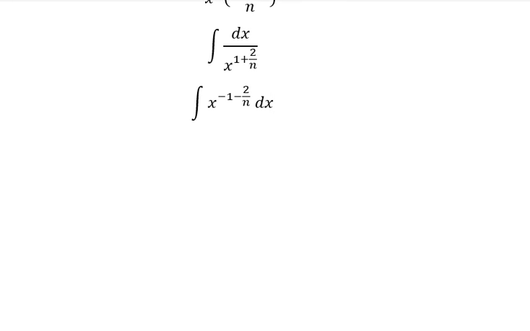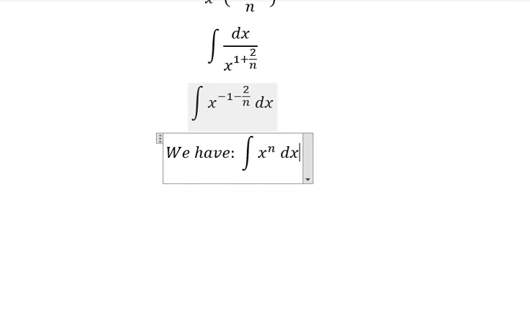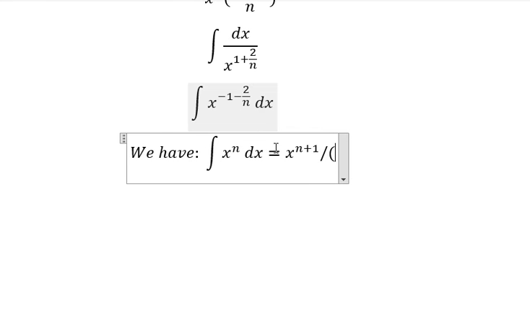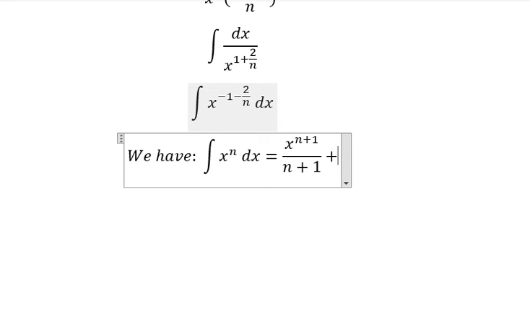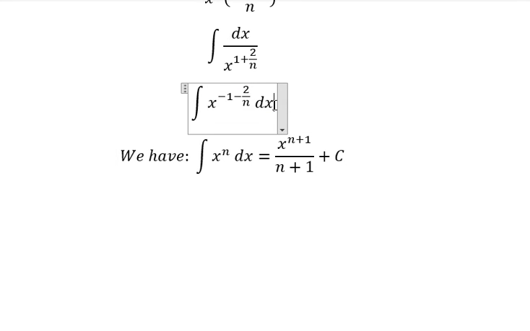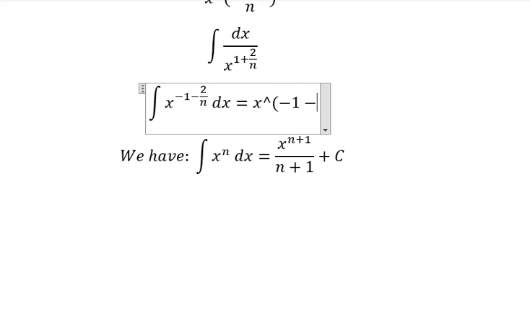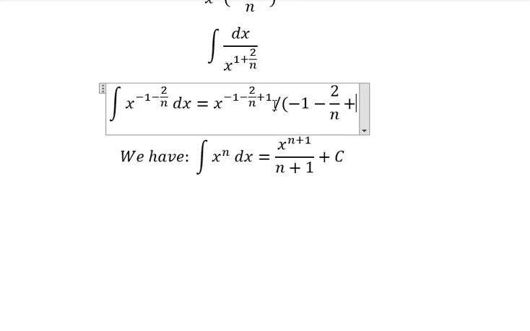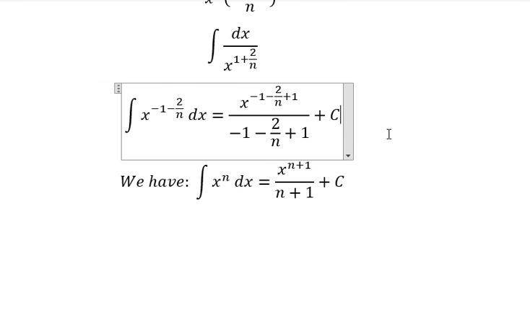Next, we have the formula. The integration of s to the power of n ds, we have s to the power of n plus 1 over n plus 1, and I will put plus c. And now you get s to the power of negative 1, negative 2 over n plus 1, over negative 1, negative 2 over n plus 1, and I will put plus c.